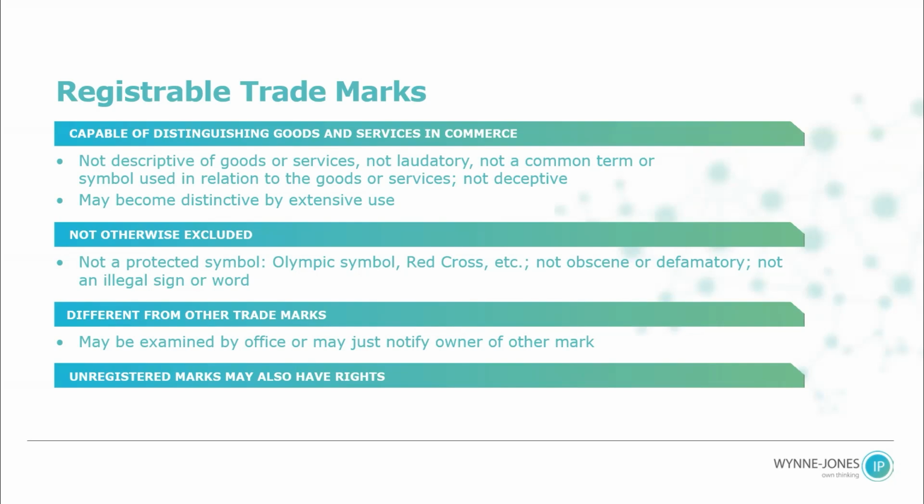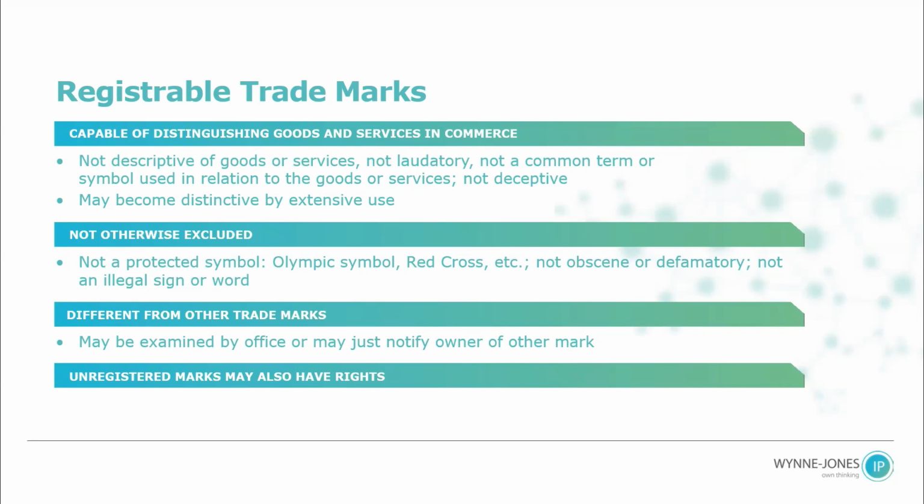It can't be an excluded mark. So there are some protected symbols that you can't register, the Olympic symbol, Red Cross, those sorts of things. And it can't be obscene or defamatory or illegal. So we don't have many illegal words or terms in the UK, but some countries do. Commonly, in many countries, the use of things like Nazi symbolism is considered illegal and can't be protected in any way. But there are some exclusions there.